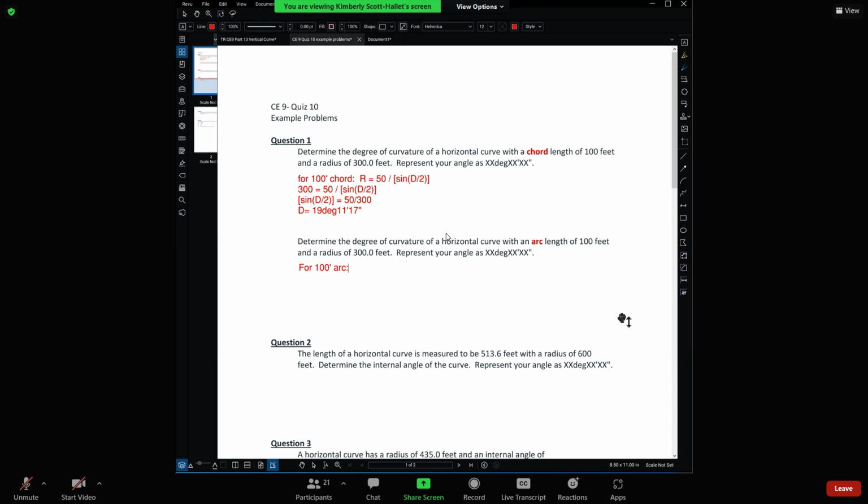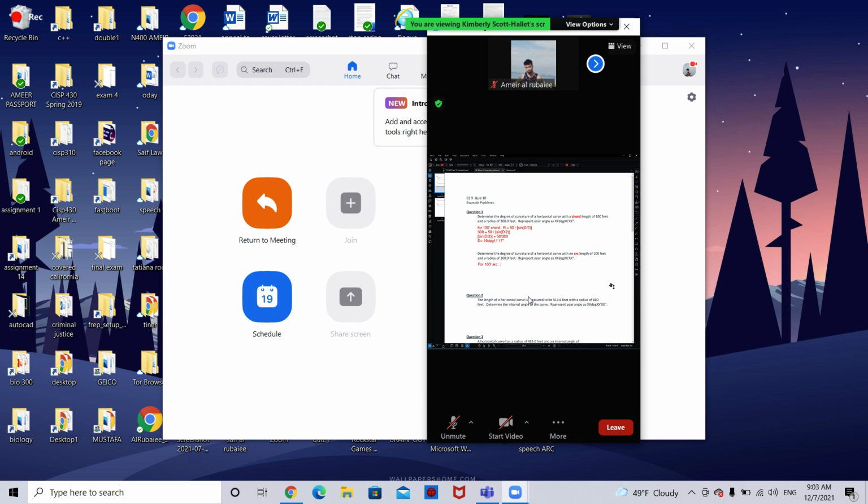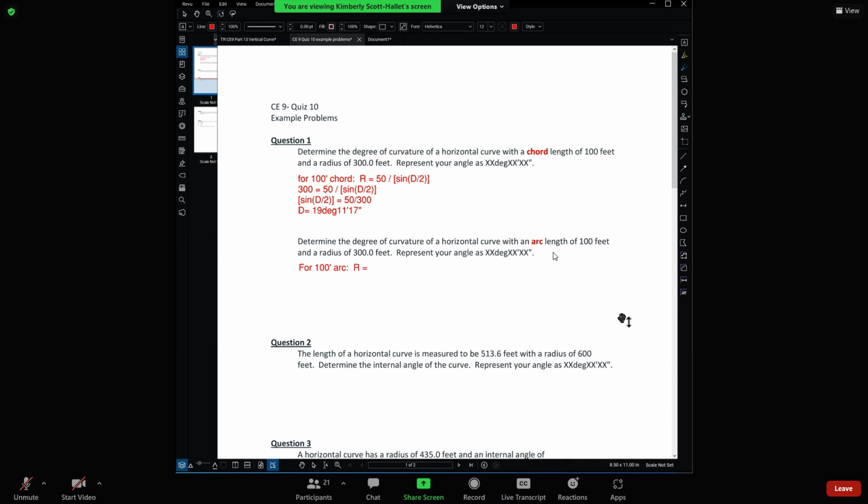If you are given an arc, you have a different equation. By definition, for a 100-foot long arc, your radius R is equal to 5729.58 divided by D. So again, this 5729.58 takes into account the circumference of your circle. It takes into account that 2 pi. D again is going to be the degree of curvature. So for this example, again, you have a radius of 300 feet.